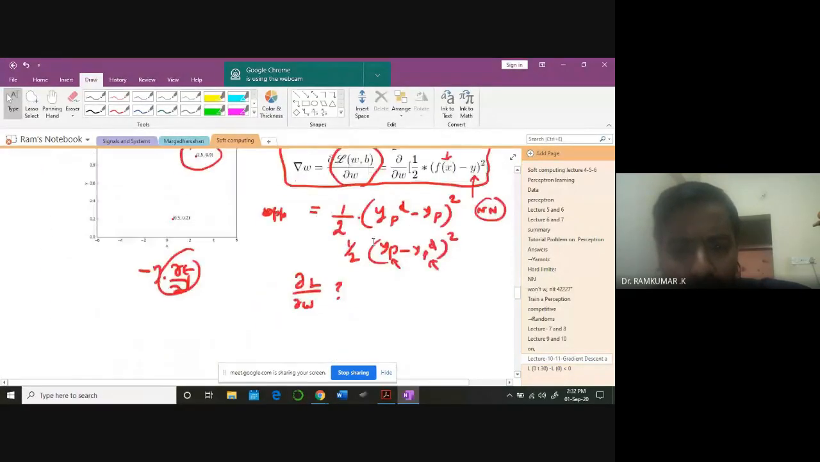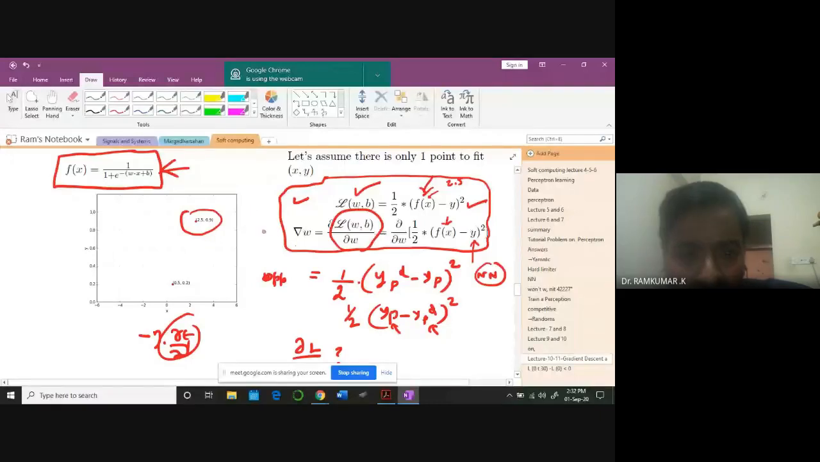Now at this stage, till this point, it's clear for every one of you. What is this f of x? It is the neural network output. This y is coming from the labeled data. You take one point and plug in that value, that y. What is x? 2.5. Y is 0.9. Is it clear?